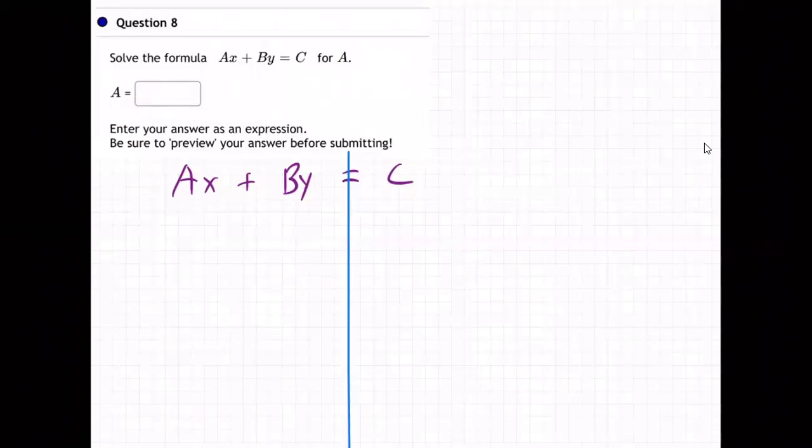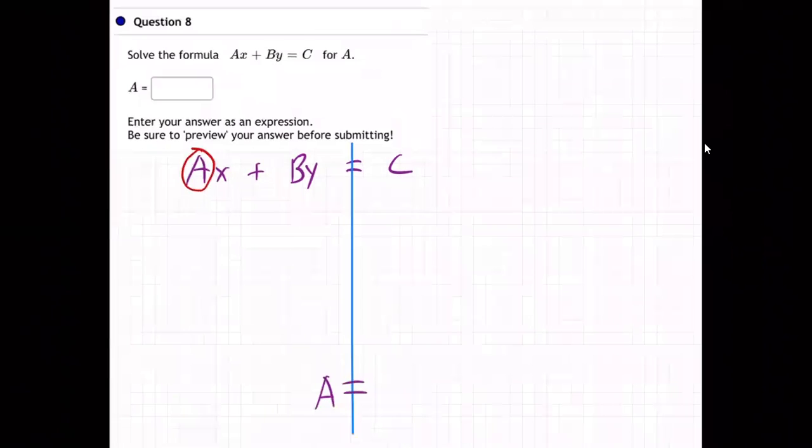So how do we get the A alone? The main thing is to focus on that. So here's the A. I'm going to circle it just to help our eyes really focus on it. It's like that capital A right there is yelling out, I want to be alone. Get rid of all the stuff that is with me so that I can be alone. And so to get this capital A alone, we're going to have to get rid of the BY, and we're going to have to get rid of the X, aren't we? And then the capital A can be alone.